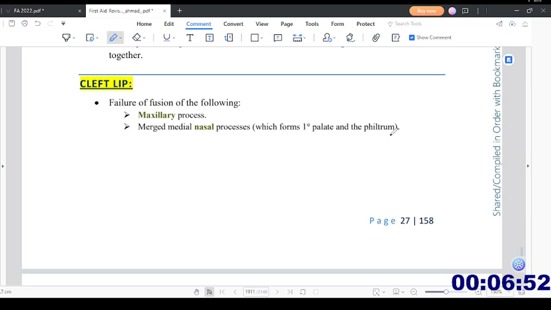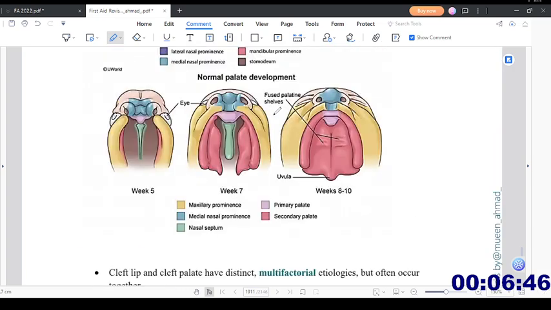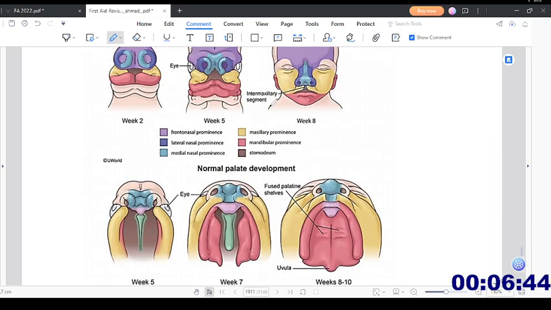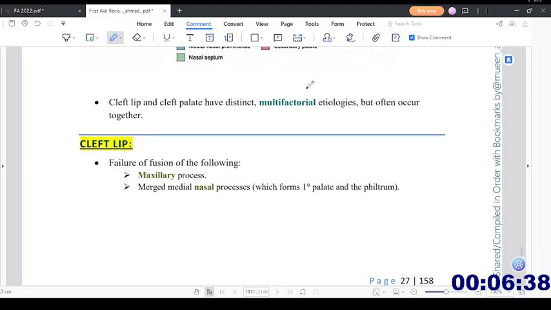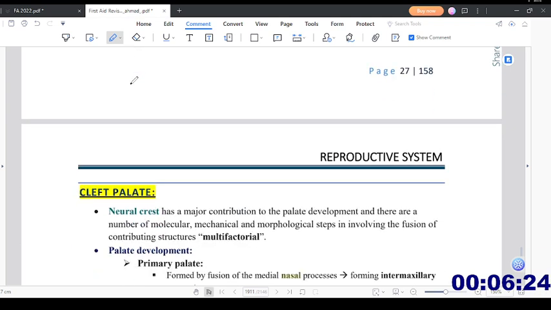So the cleft lip is caused by the failure of fusion of the maxillary processes, like these yellow ones, right? The maxillary prominences, these yellow ones, will not fuse together with the merged medial nasal processes, which form the primary palate and philtrum. So these structures will not fuse with each other. The maxillary process and the merged medial nasal processes will not fuse, and resultantly, cleft lip will be seen.